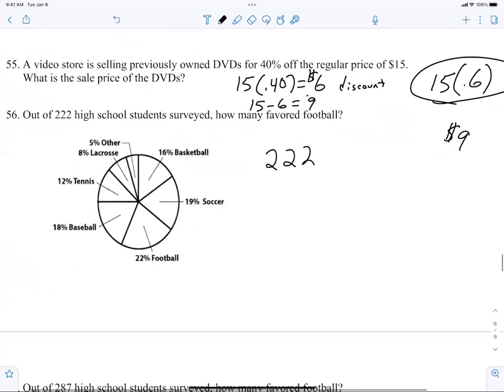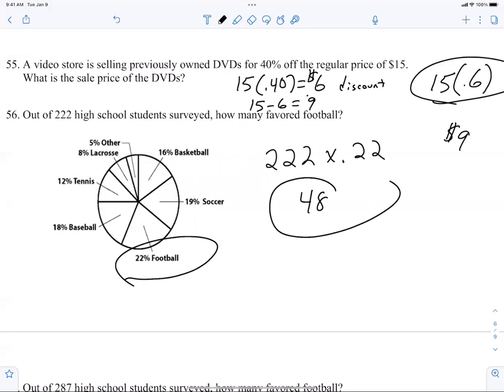All right, so who wants to help me with 56? There's 222 people at high school. 22% of them favor football. So what would I multiply? 222 times 0.22. That's exactly right, because you want to know the number of people who like football or favored it. So what's 222 times 0.22? I thought 48. Yeah, 48 students would be good, because unless you know a half a student somewhere.